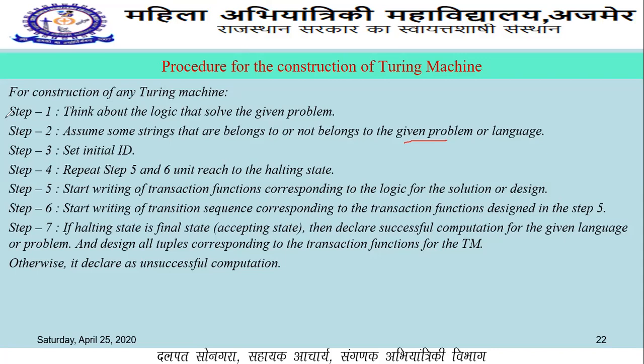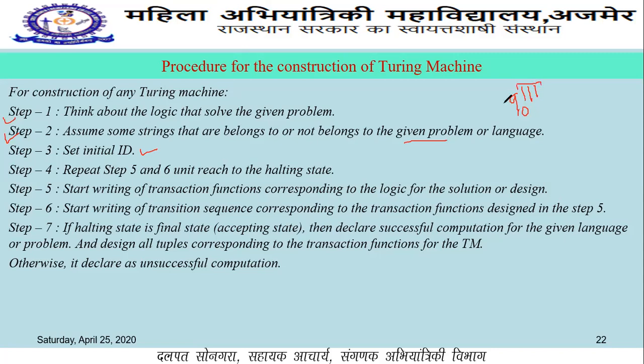So after step 1 and step 2, we set the initial instantaneous description. Means what will be our initial state, and a particular string that may belong or not belong, and accordingly we proceed further. Generally we take a string which belongs to the language and make the initial instantaneous description like this. This is our initial state, and we are making some string like this. So suppose this is our input string.